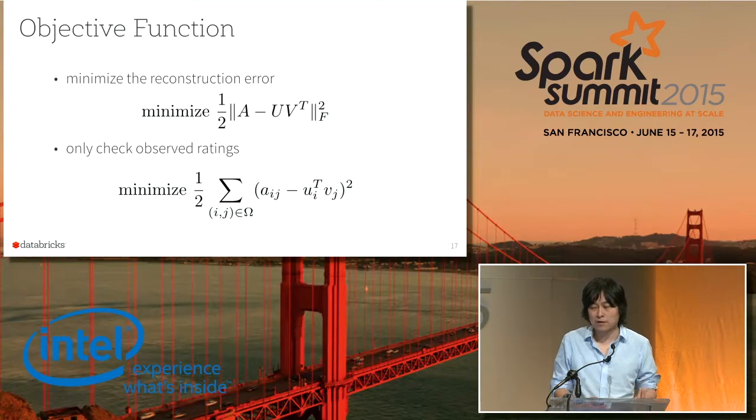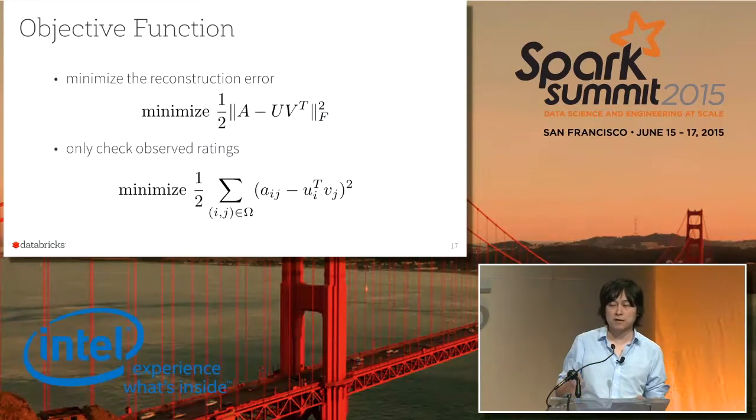And this is the reconstruction error. Basically, we want to minimize the Frobenius norm of the reconstruction, that's A minus U transpose V. For the Frobenius norm, we just take all the elements and take the sum of squares.